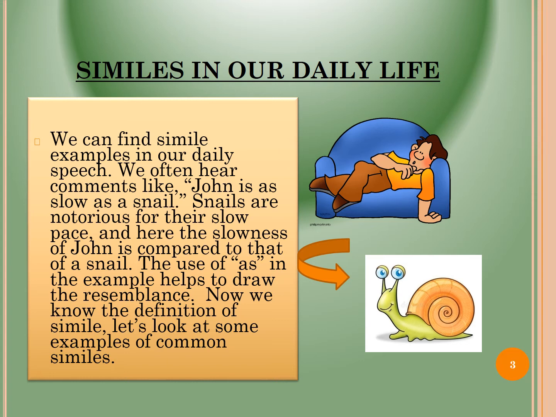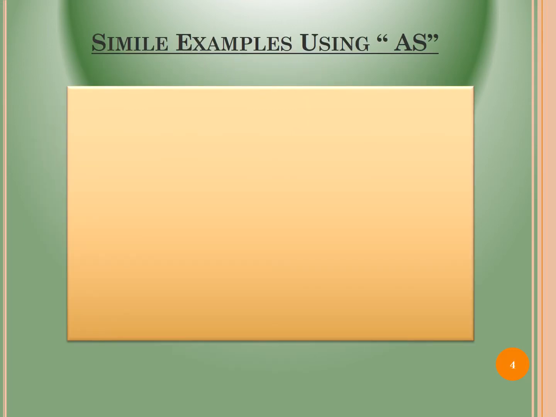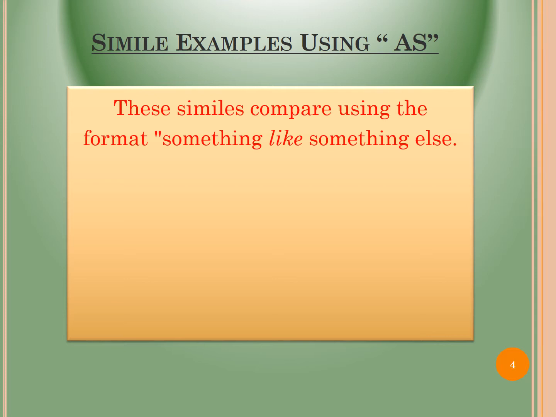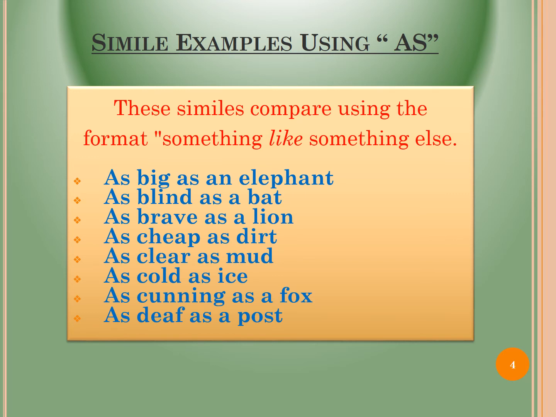Now we know the definition of simile. Let's look at some examples of common similes. Some examples using as. These similes compare using the format something as something else. For instance, as big as an elephant, as blind as a bat, as brave as a lion, as cheap as dirt, as clear as mud, as cold as ice, as cunning as a fox, as deaf as a post.